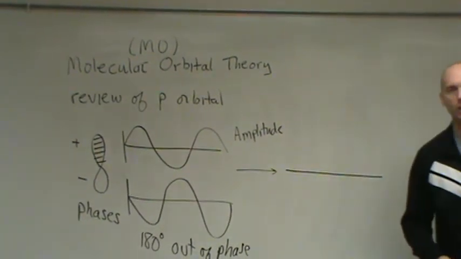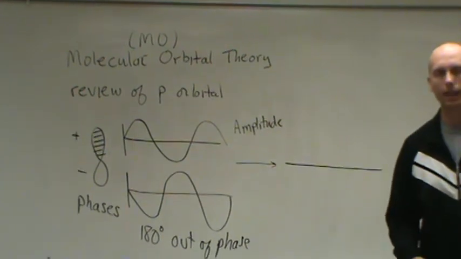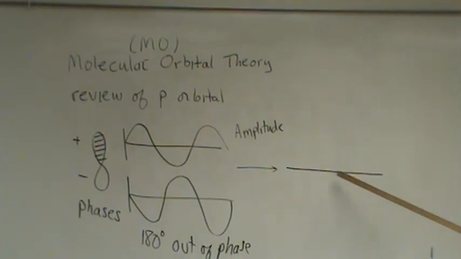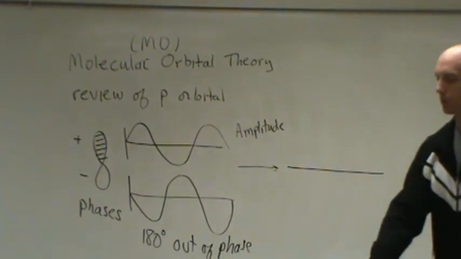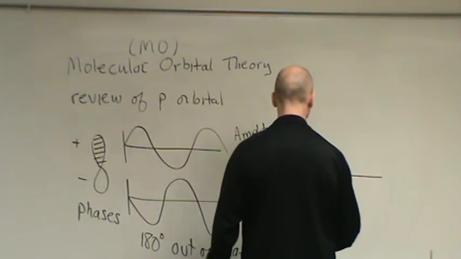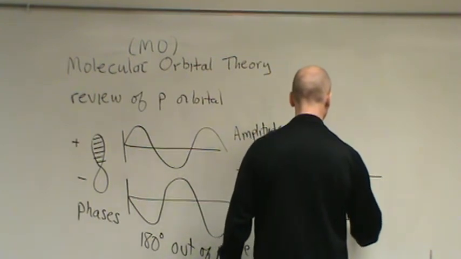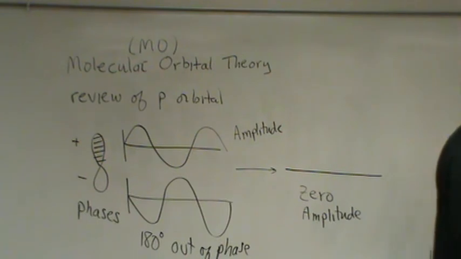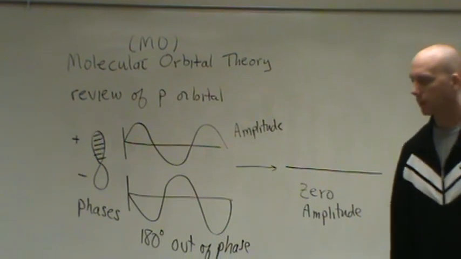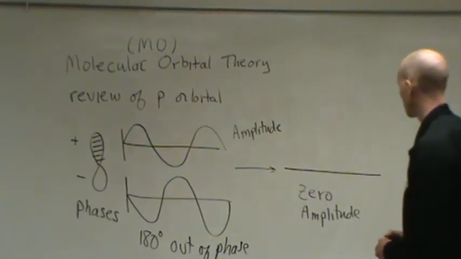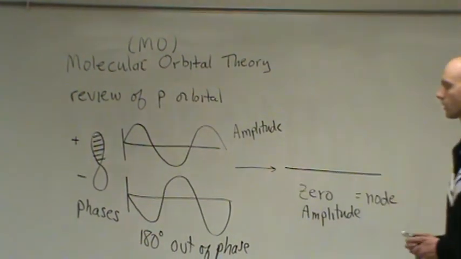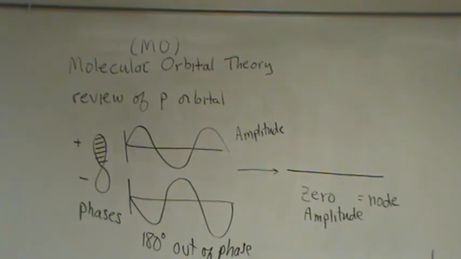You say, well, what kind of wave is that? Is that still a wave? Yeah, it's still a wave, but how would you describe it? It's a wave that has zero amplitude. It has no height and no depth to it. And when we say we have a wave of zero amplitude, this is what's called a node. A node.